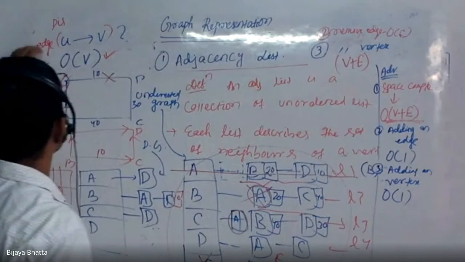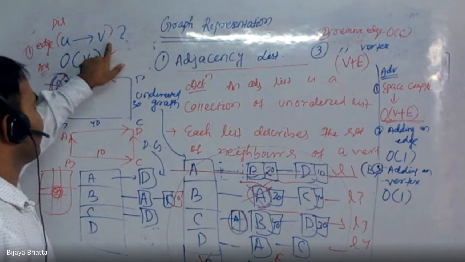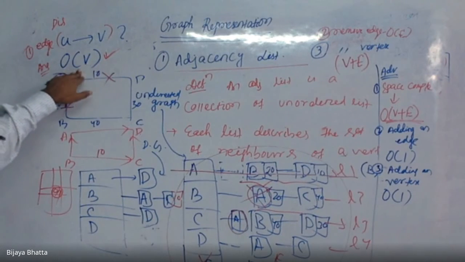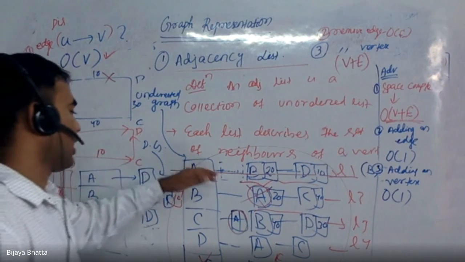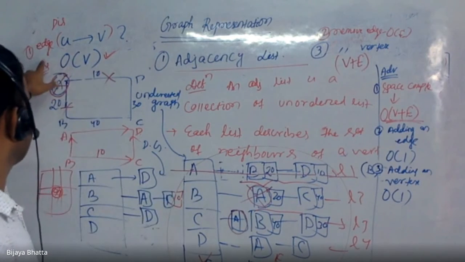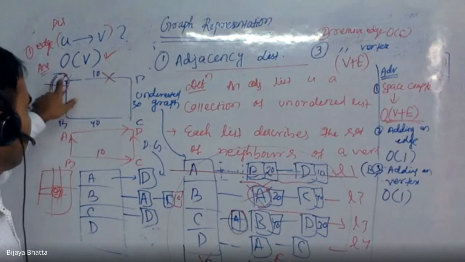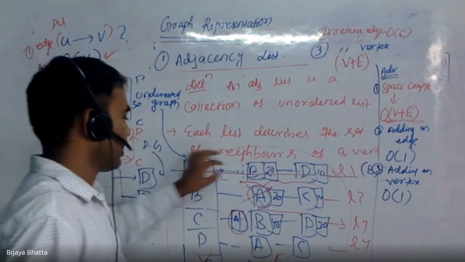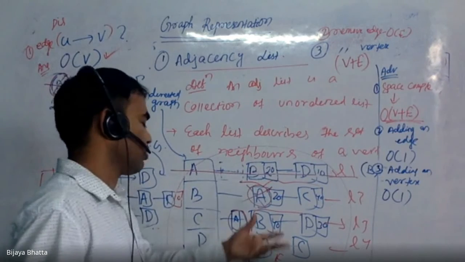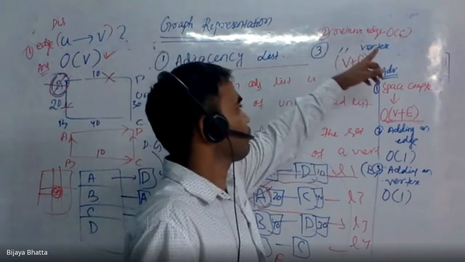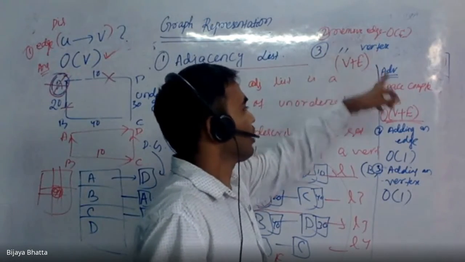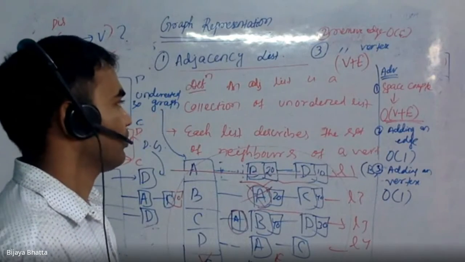Coming to the disadvantages, if you are adding an edge u to v, the number of operations is going to be order of V, because you need to travel and add it. If you are adding one edge from A to D or C, you need to go to A and put C, or go from C to A. Removal of an edge is going to take order of E, and removal of a vertex is going to take order of V plus E.